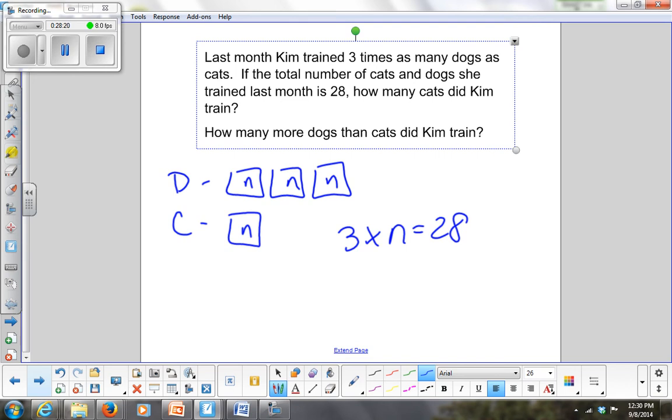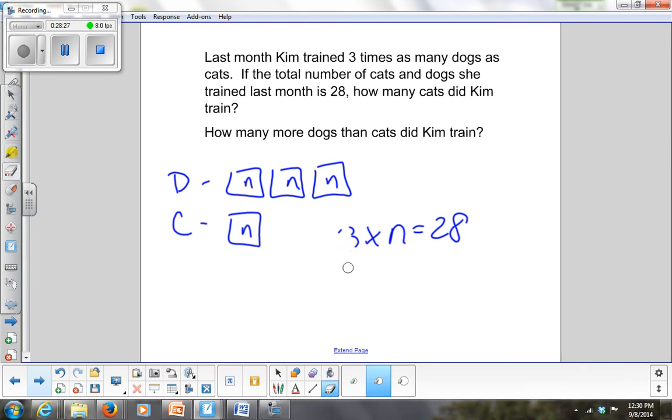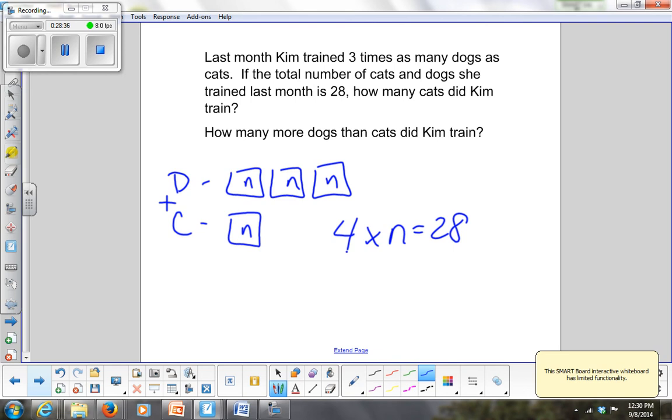Dean. It should be 4. Why? Because the dogs, you already got 3 for the dogs, and now you need to add the cats. Okay. So 4 times n is 28. It doesn't say together. It says total. And what does total tell me to do? It tells me to what? Add. Thank you. Hey, now what is n equal then?